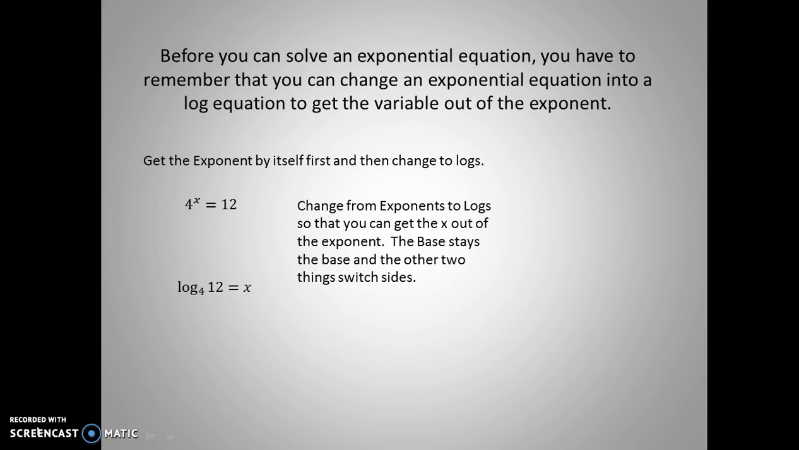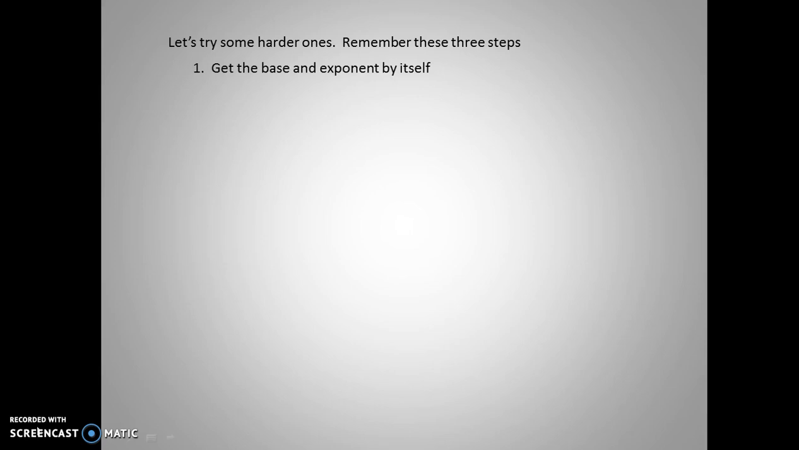Now, this doesn't really give me a good indication of what that answer is, but I can put that in my calculator, log base 4 of 12, and I end up with 1.79, which is a number that I would expect, a number between 1 and 2. Okay? So, they can get harder, but we need to remember these three steps. Once I get the base and the exponent by itself, then I have to change the exponents to logs, and then finally I can solve the resulting equation.